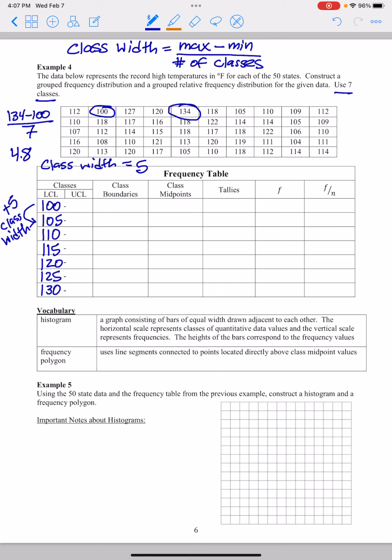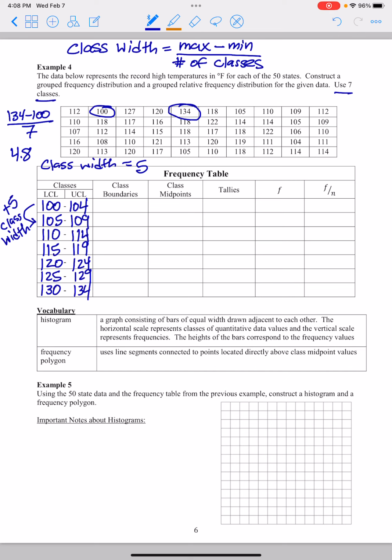And so as a result, we're going to make the first class go from 100 to 104. And for the next one will go from 105 to 109. Notice from 104 to 109 is plus 5. The next one's going to be 114, and that's also plus 5. So you can either look at the lower class limits and find your class width, or the upper class limits to find your class width. We'll go to 119, 124, 129, and then 134.